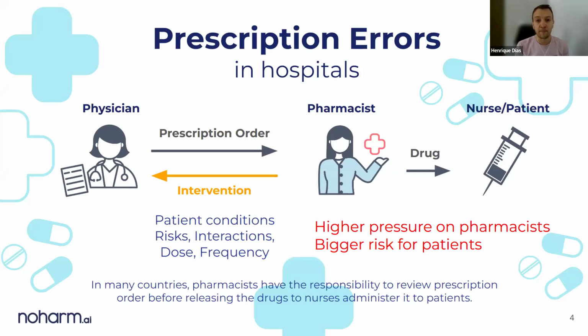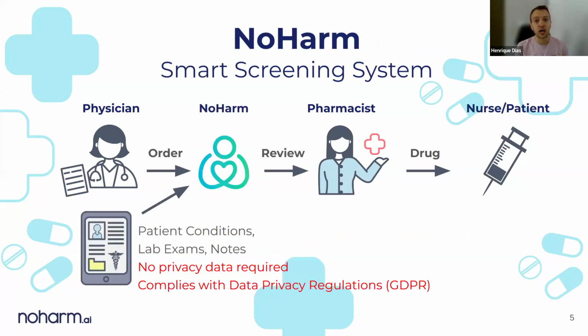So the pharmacist is going to review the prescription and suggest some interventions to improve the overall drug treatment of the patient. But this task requires a lot of information from a lot of sources, and this is very important to bring safety to the patient. So No Harm is a platform that integrates all this information inside the hospital, and it helps the pharmacist professional to avoid these mistakes.